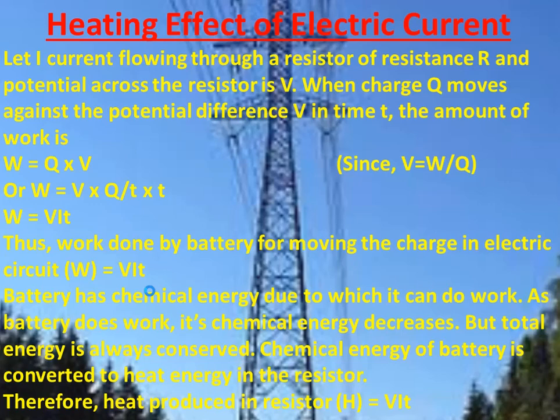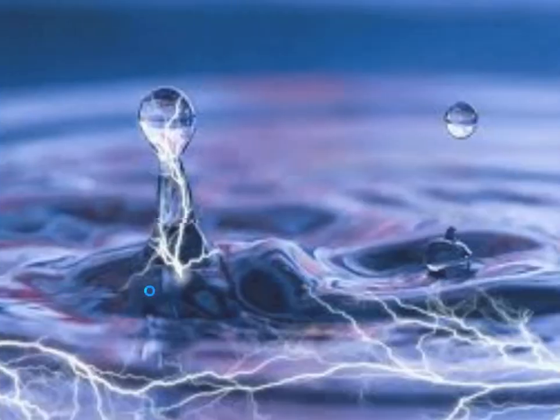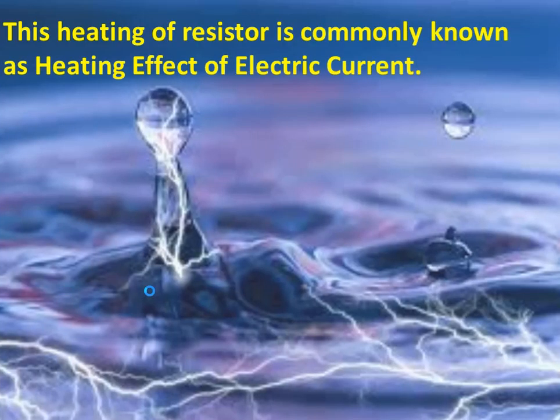The battery has chemical energy due to which it can do work. As the battery does work, its chemical energy decreases, but total energy is always conserved. Chemical energy of the battery is converted to heat energy in the resistor. Therefore, heat produced in the resistor is equal to VIt, that is the same as work done. And I have already told you that this heating effect of a resistor is known as the heating effect of electric current.